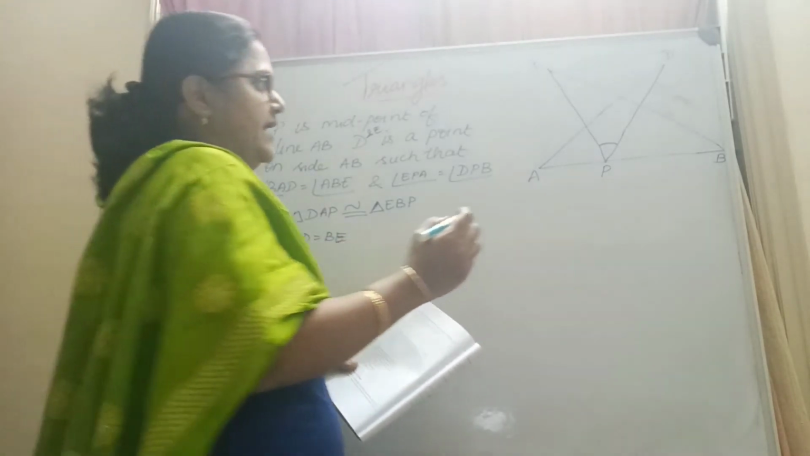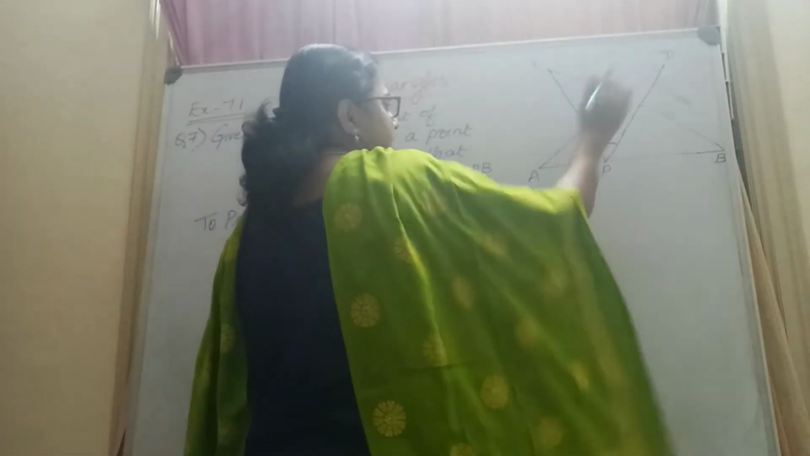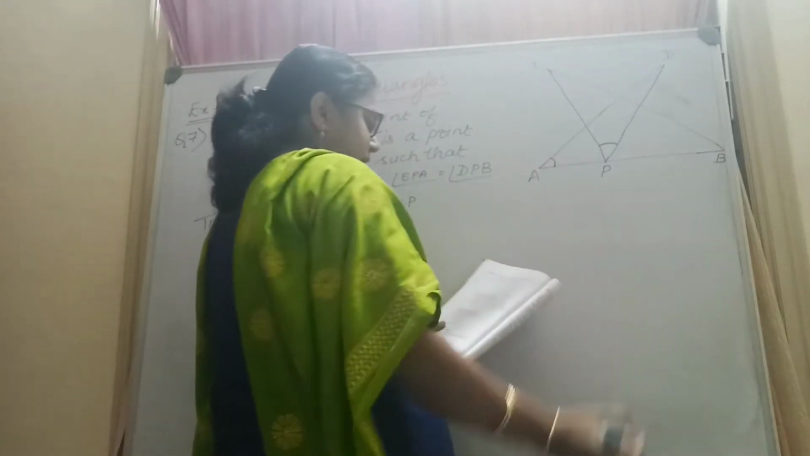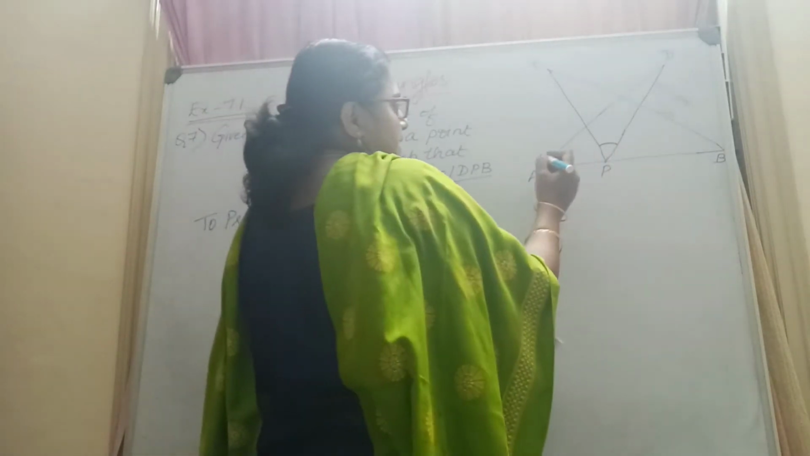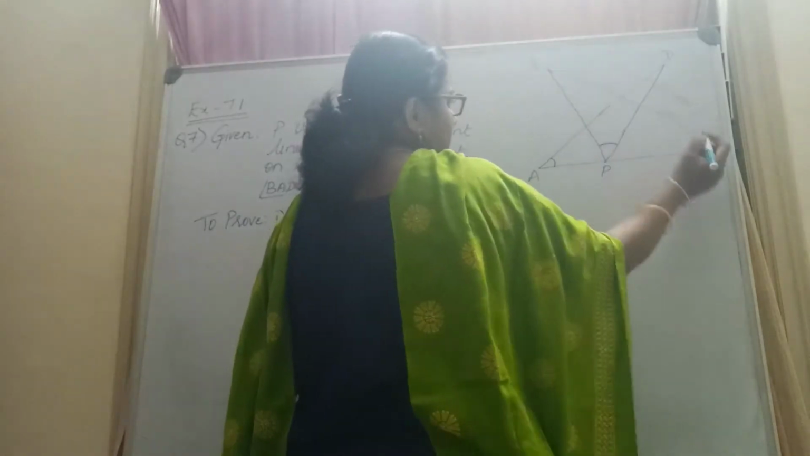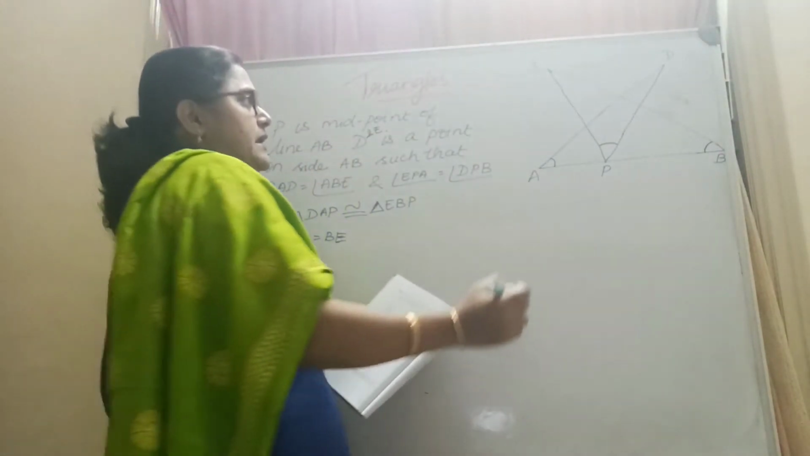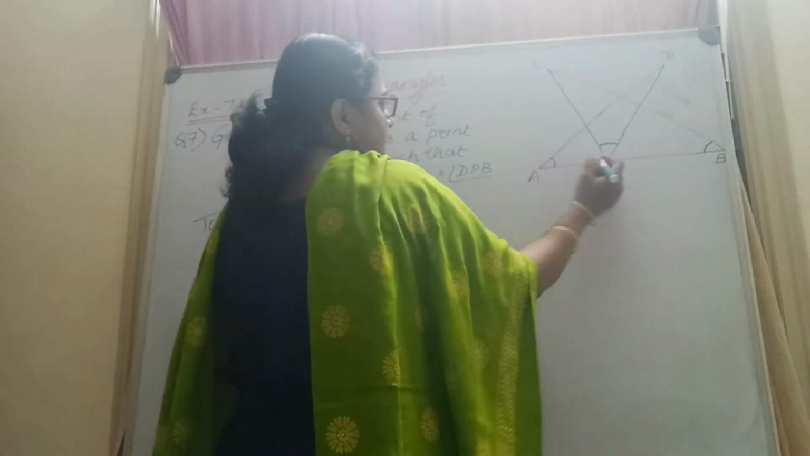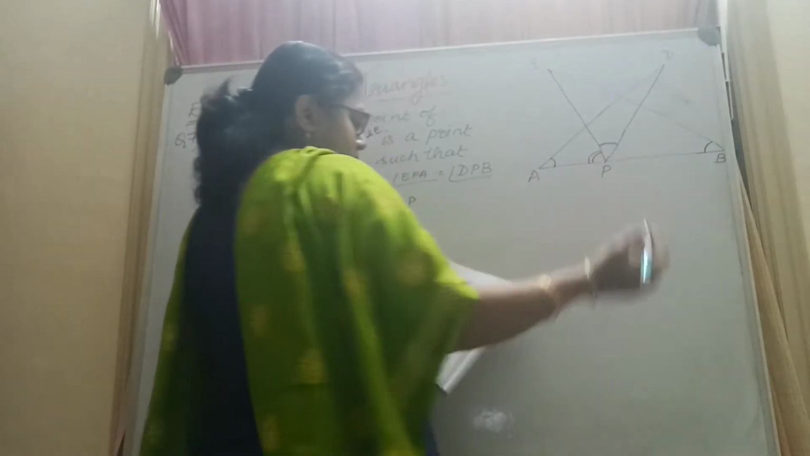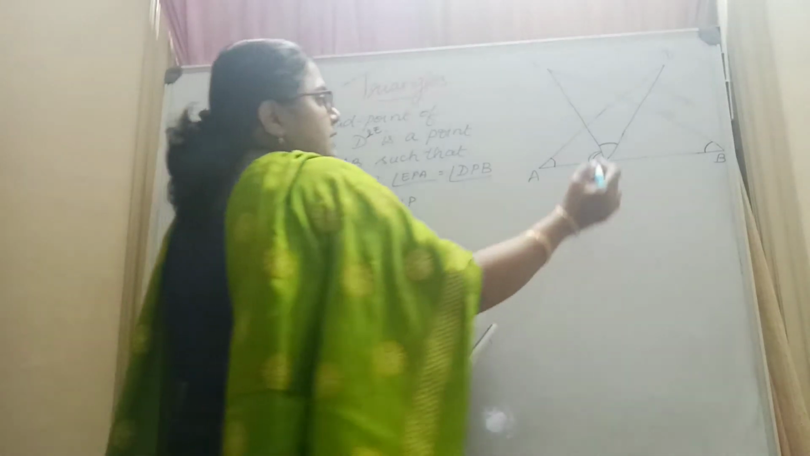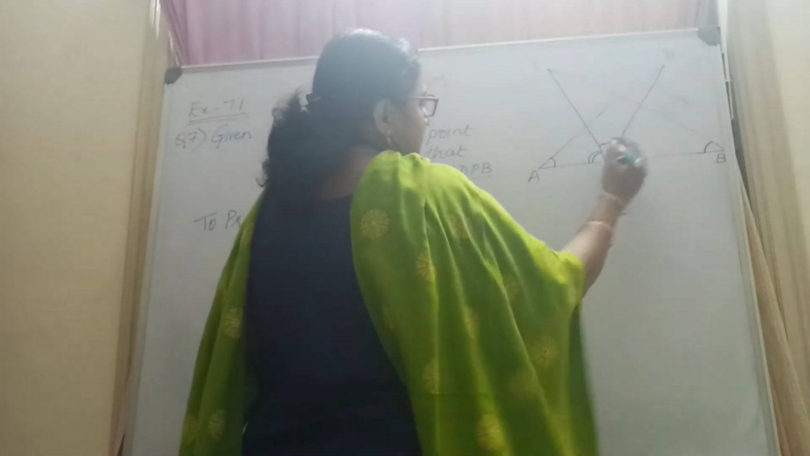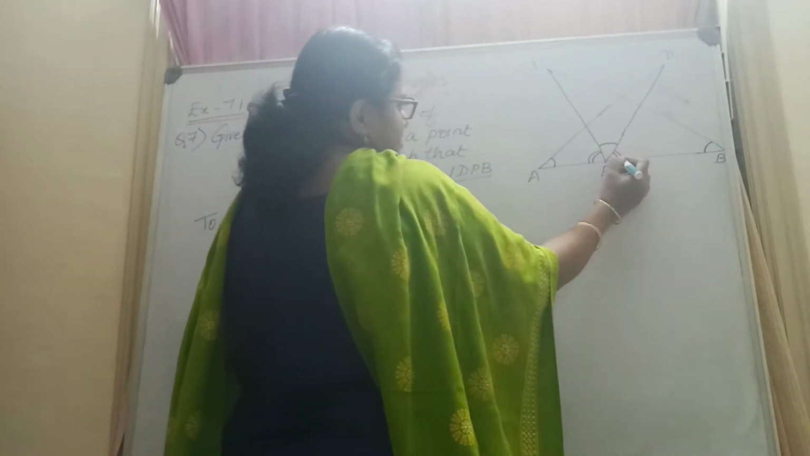angle BAD is equal to angle ABE. Okay. Then angle EPA is equal to angle DPB. This is the given information.